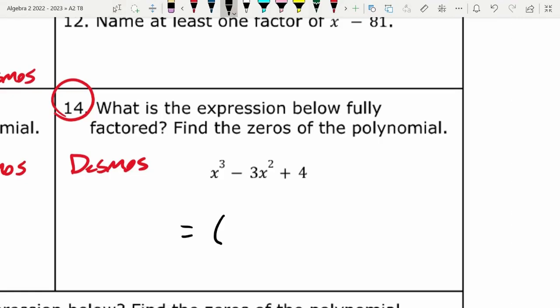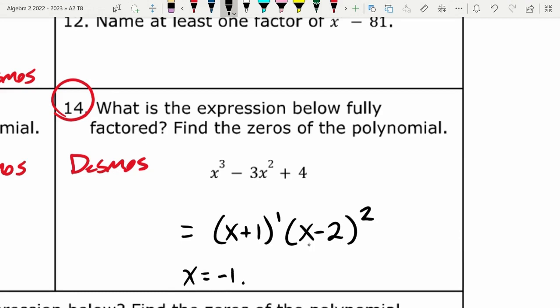This would be equal to x plus 1 to the power of 1 times x minus 2 to the power of 2. Okay, it also says find the zeros. It would be x is equal to -1 and x is equal to +2.